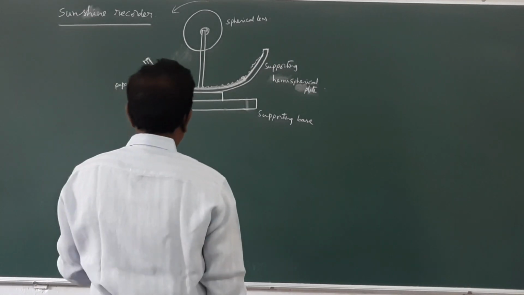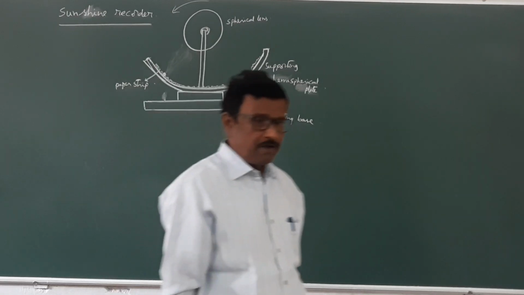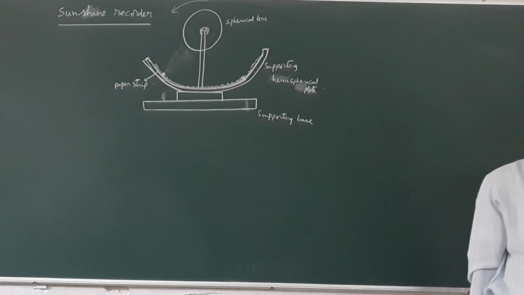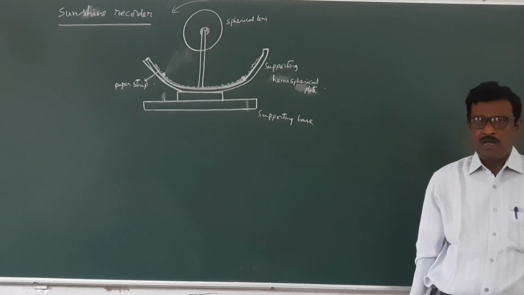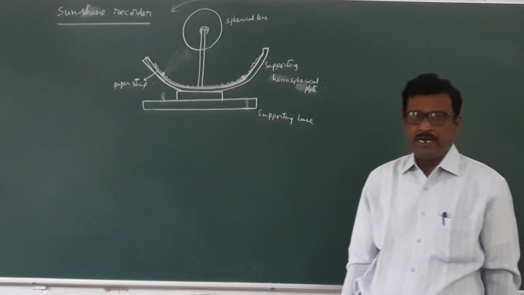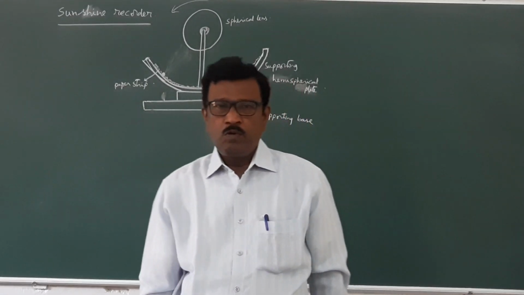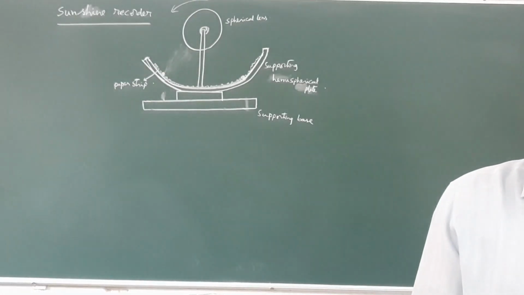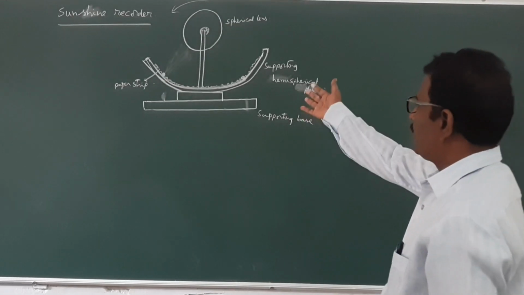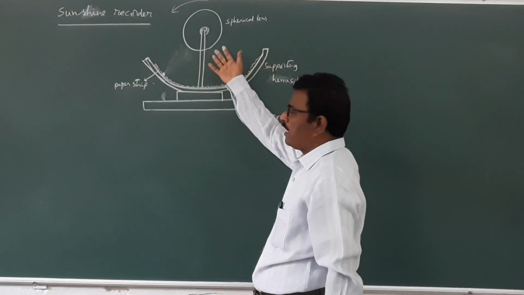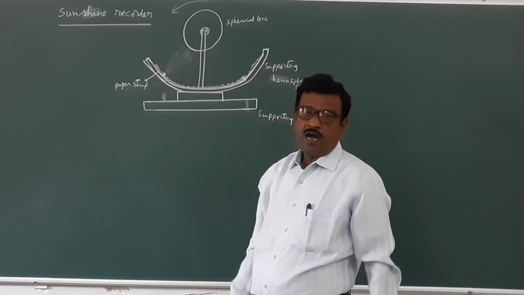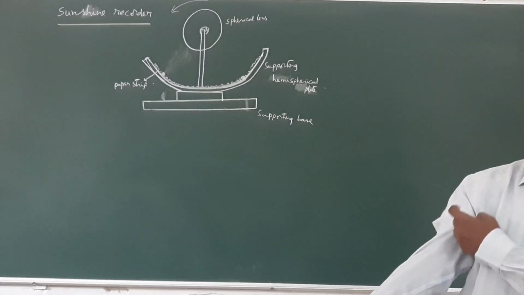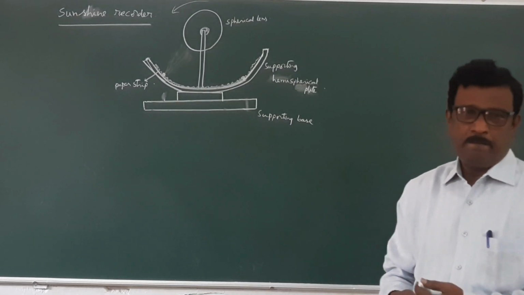Therefore, by using these three devices, you can measure the solar radiation. One is called the pyrheliometer, and another one is called the pyranometer. Those two work on the principle of the thermocouple. And this is another one, called the sunshine recorder, in which the time availability of solar radiation can be measured.